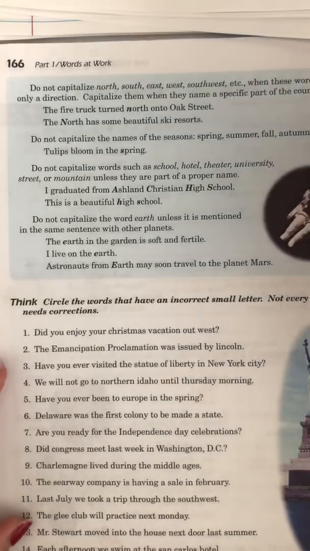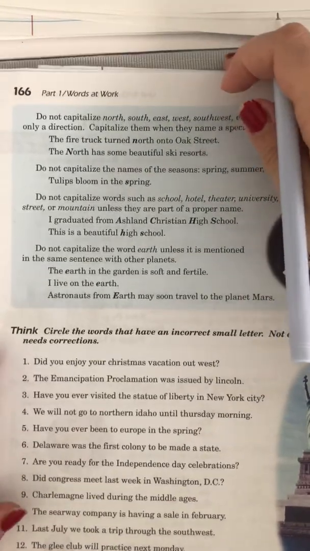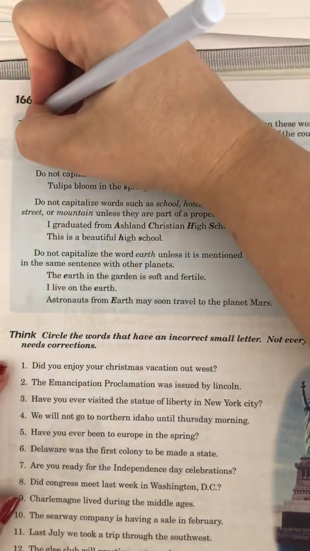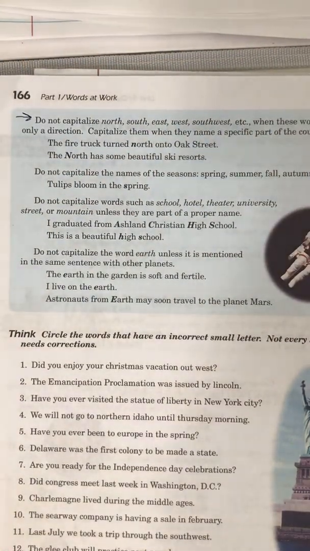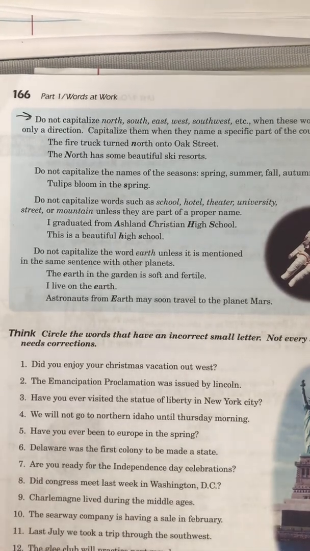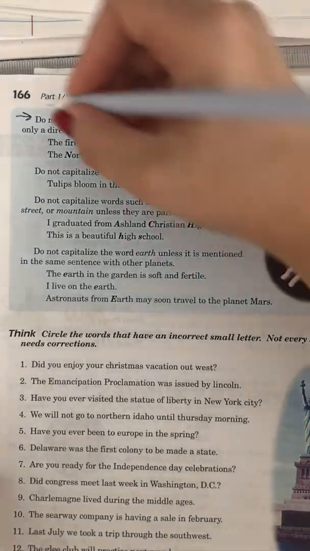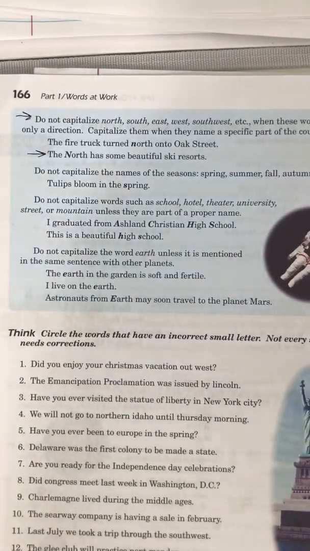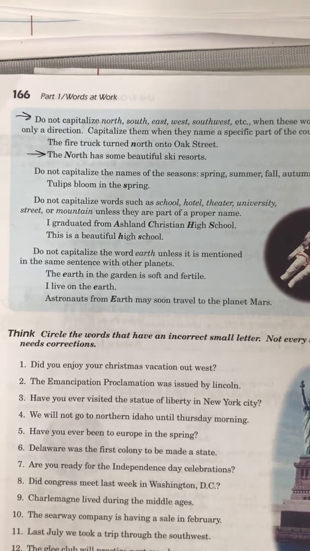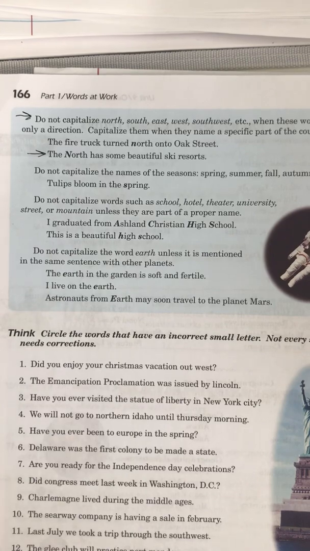So just to remember not to capitalize north, south, east, west, southwest, etc. when these words show only a direction. So you do capitalize them if, for example, you're saying North Dakota. That's what comes to mind. Or if you're saying the entire region, like the North, has beautiful ski resorts. But in general, you do not capitalize north, south, east, west, etc. You do not capitalize the names of the seasons. So that one can be a little tricky. Spring, summer, fall, or autumn, and winter, we do not capitalize.